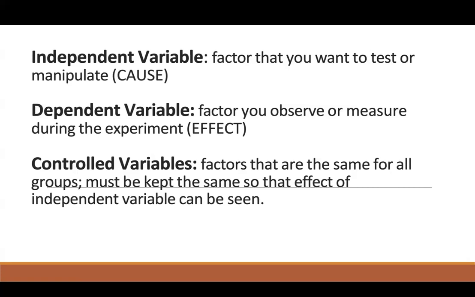That way, there's no way that we could confuse the effect the soil might have on plant growth and the effect the light might have on plant growth. We're only testing one thing at a time. And so we might, and usually will, have dozens of control variables.